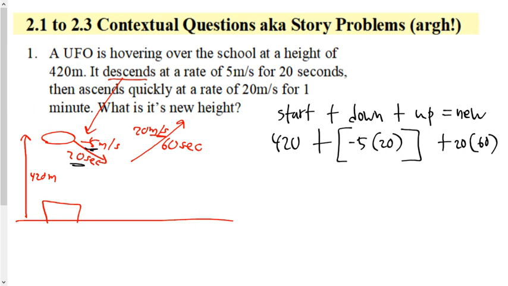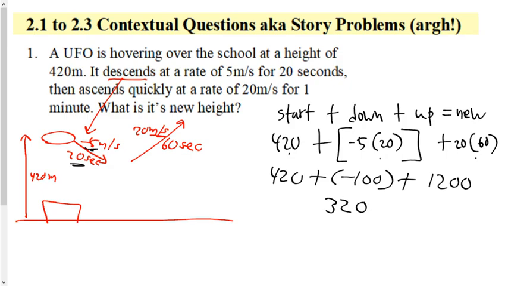Now, I use the square brackets because it had separated, but you don't have to. I like it. It looks pretty. So, where it started, how much it went down, how much it went up, should tell me when I combine them all where it is now. This is 420 plus negative 100, how much it went down, plus 1,200, which is what it went up, or 320 plus 1,200, or 1,520 meters.